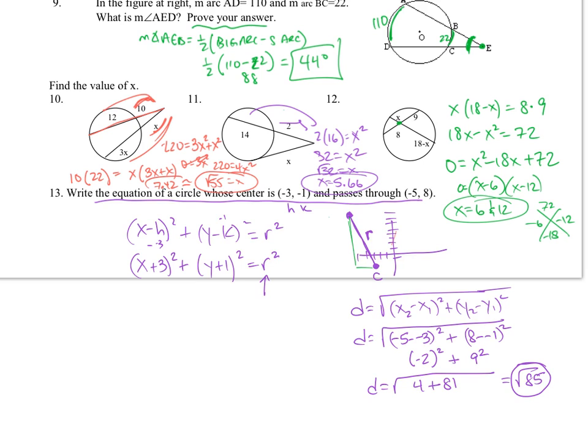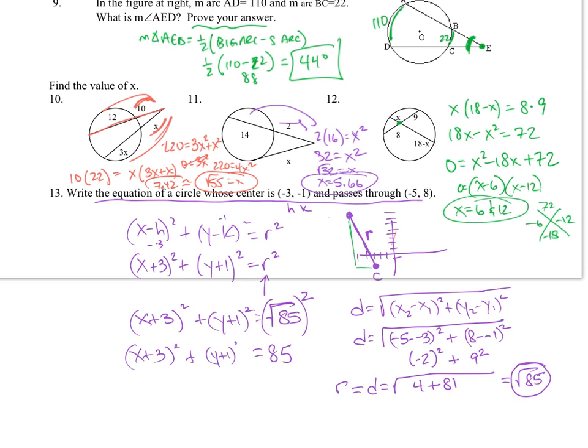And here's why. I'm going to put in, this is my radius, what I just solved for. So x plus 3 squared plus y plus 1 squared equals the square root of 85. That's the radius I just solved for squared. Well, look what happens. What's the square root of this squared? It just reduces itself out. So this is just 85 on this side. So x plus 3 squared plus y plus 1 squared equals r squared, which is 85.